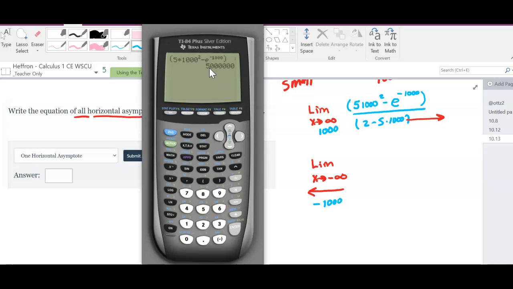Okay, so it's that really, really big number. Then we're going to go divided by what was in the denominator: 2 minus 5 times 1000. Okay, well that's a really small number.